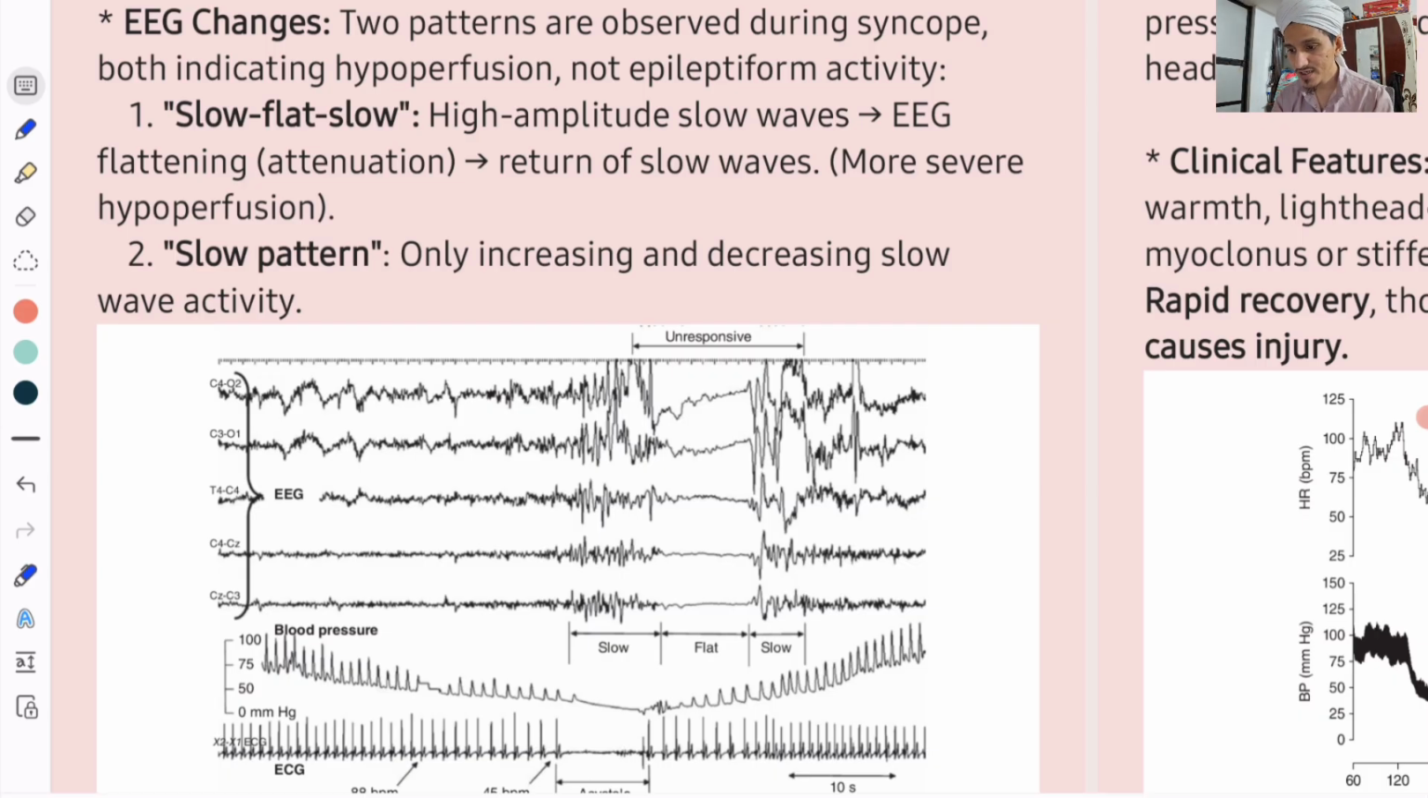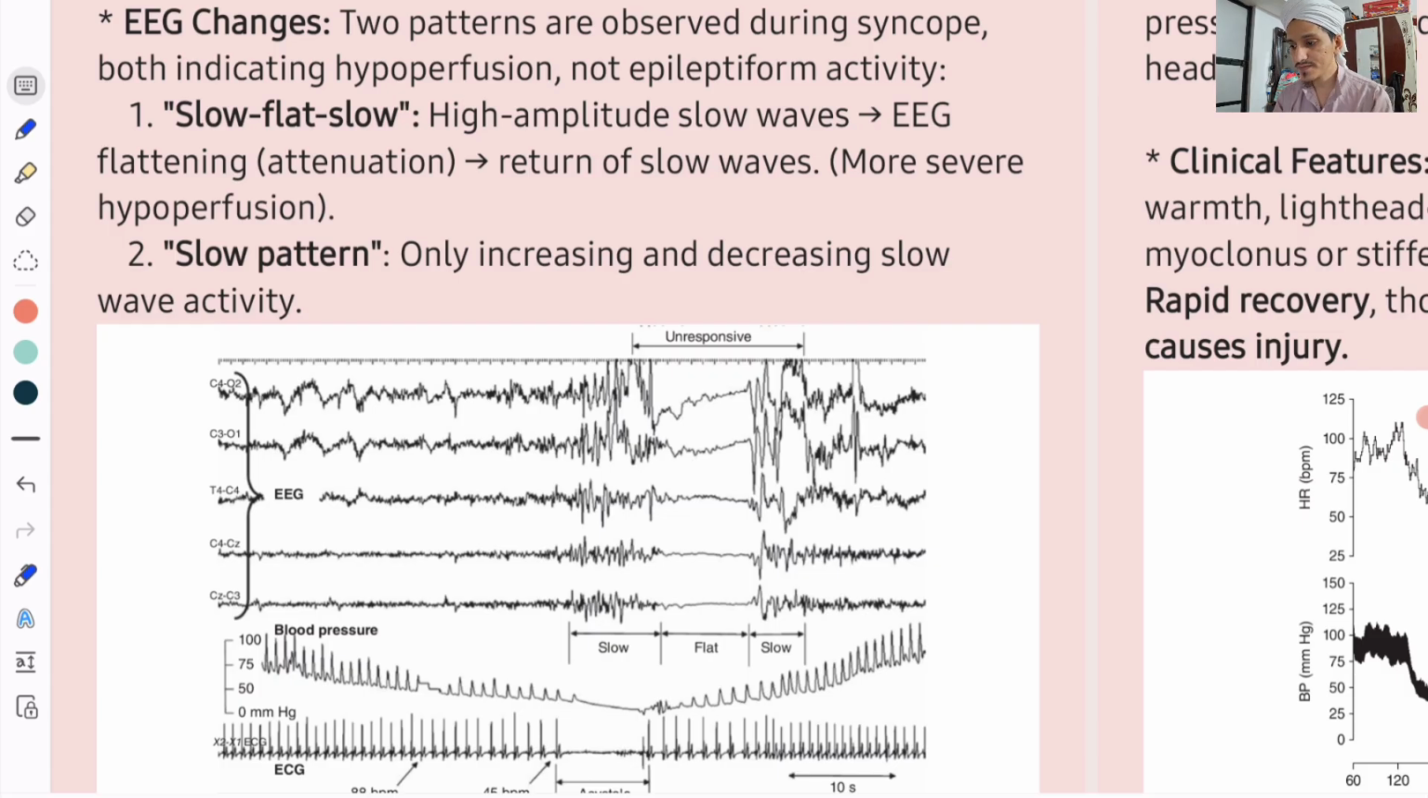So here you can see there are slow waves coming here. Here there is normal activity, here there are slow waves, then the EEG will become flat, as you can see here, and then again there is returning of slow waves. So this is one pattern which you will see in EEG. What is the second pattern? Slow pattern: only increasing and decreasing slow wave activity. There will be no flat waves. In the slow-flat-slow pattern, only the slow pattern will be there.